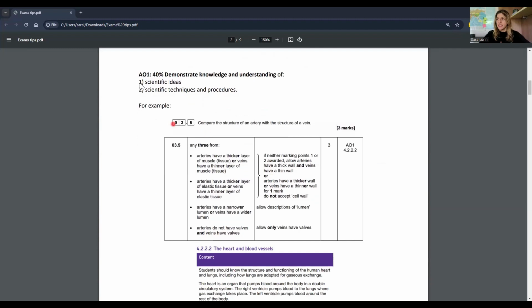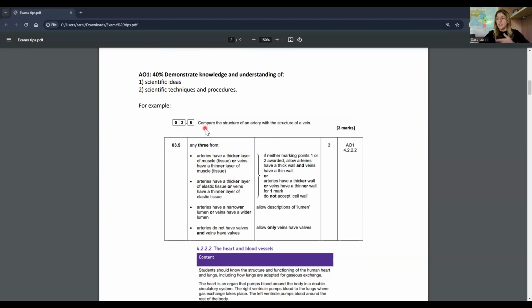Let's look at this. The first one, which will be like 40% of your paper, is relatively the simpler ones, like you demonstrate knowledge and understanding of scientific ideas and techniques and procedures, okay? So this one comes straight out of your knowledge. I'll show you an example of questions. Compare the structure of an artery with the structure of a vein. Notice that it's something that you study, okay? And it will be some bullet points specific from the knowledge.